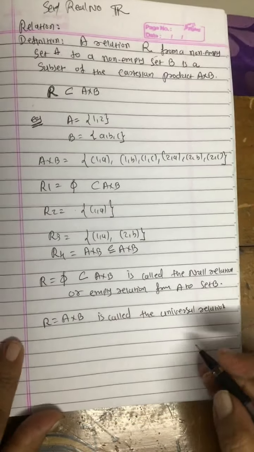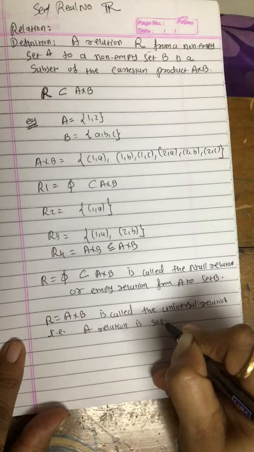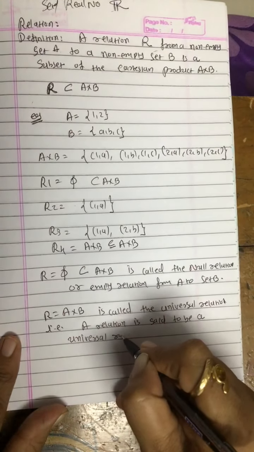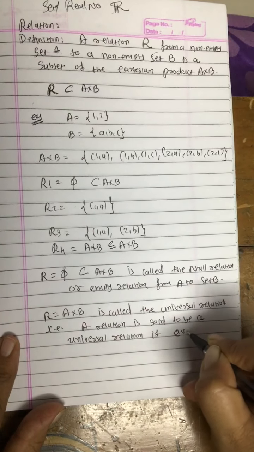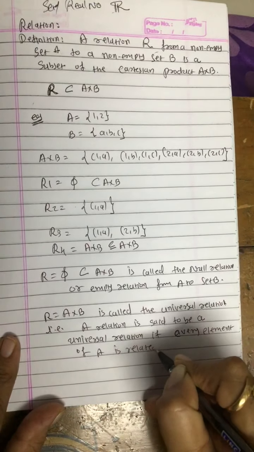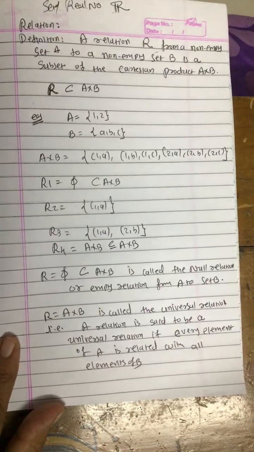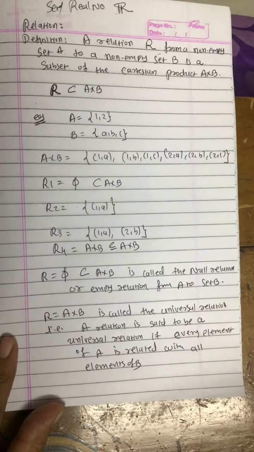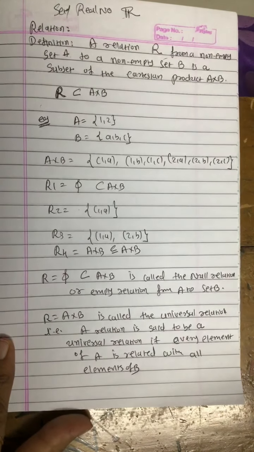In other words, a relation is said to be a universal relation if all elements of A, or every element of A, is related with all elements of B. Similarly, you can define the null relation: a relation is said to be a null relation if no element of A is associated with any element of B. So phi, a subset of A cross B, is a null relation, and the whole A cross B, a subset of itself, is called the universal relation.